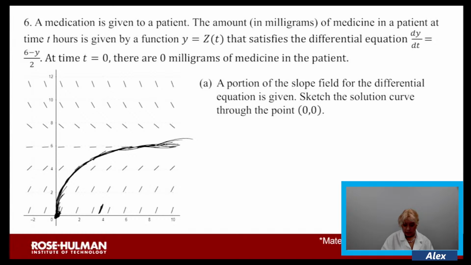Yes, and you know that it can't actually reach 6. I know that my sketch says that you can, but since the slope is now horizontal and there's nowhere on the slope field in the region that we have that tells you that it goes back down, then you have to assume that it continues to go horizontally.